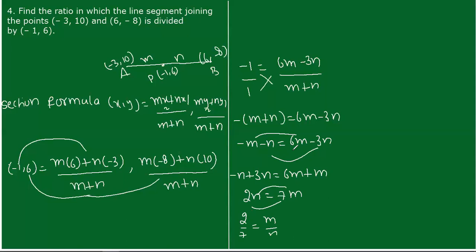So see students, now we got the ratio, I mean m by n. So we got m by n is equal to 2 by 7. Nothing but we can write m is to n is equal to 2 is to 7. This is the answer, students. Now we'll do the fifth one.